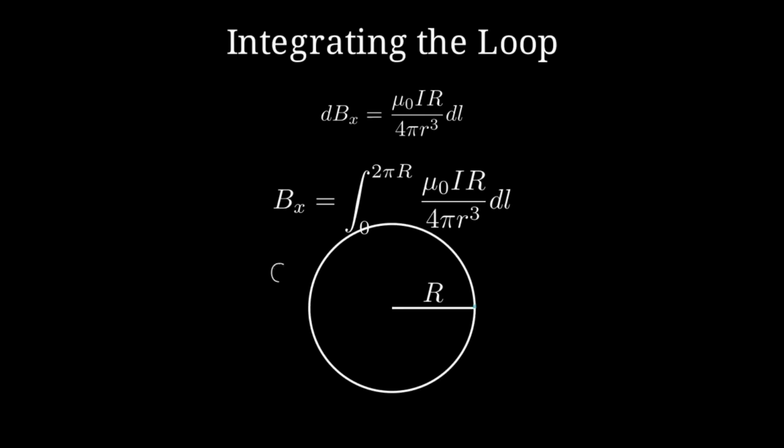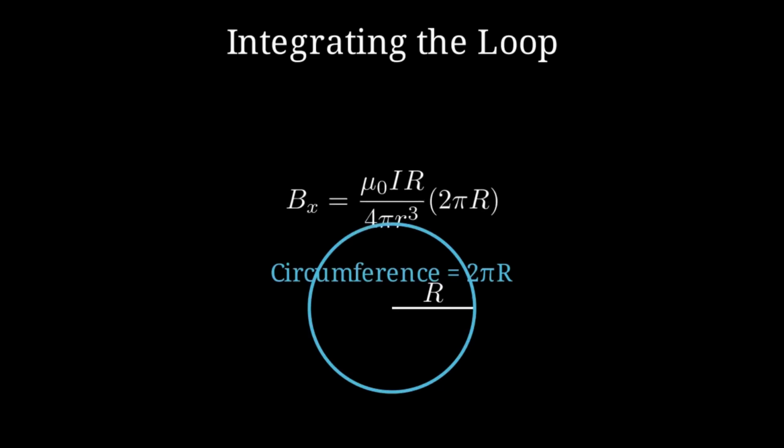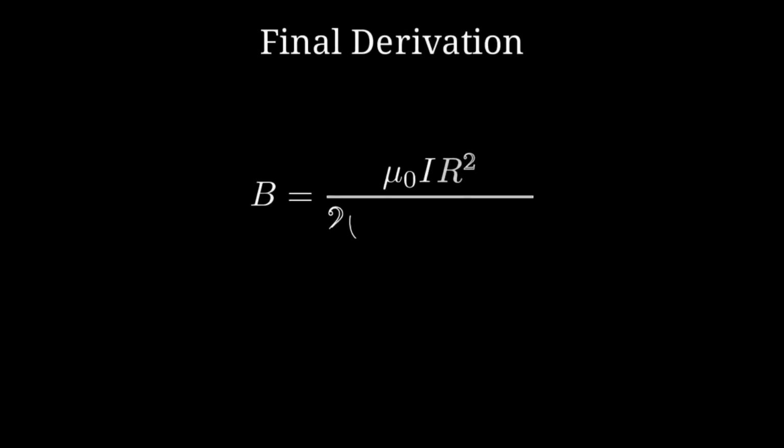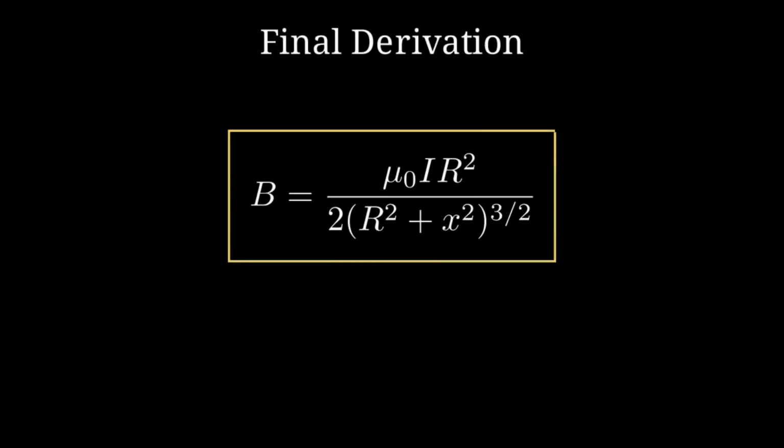The integral of dl is simply the circumference of the loop, which is 2 pi times the radius r. This covers every contributing segment of the wire. After simplifying the constants and pi terms, we arrive at the final expression for the magnetic field on the axis. This formula describes how the field strength changes as we move away from the center of the loop.